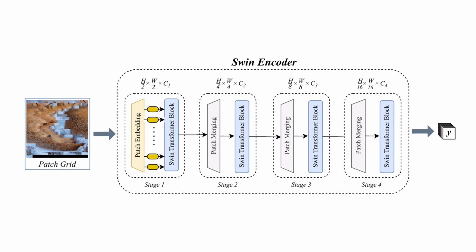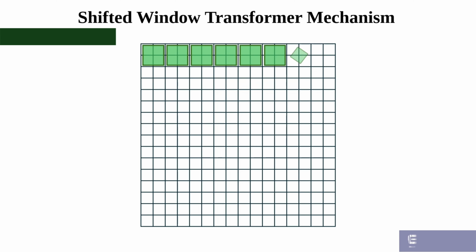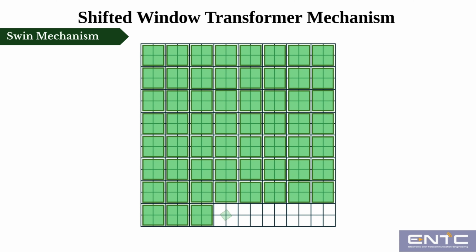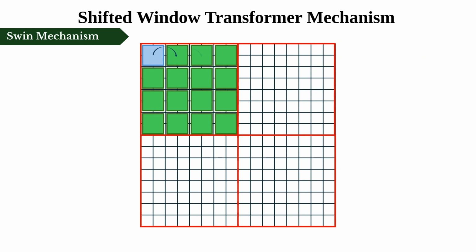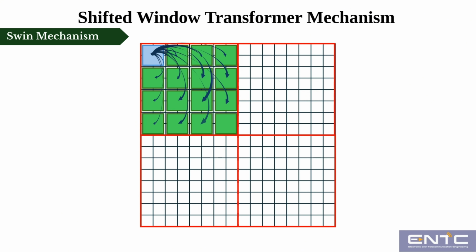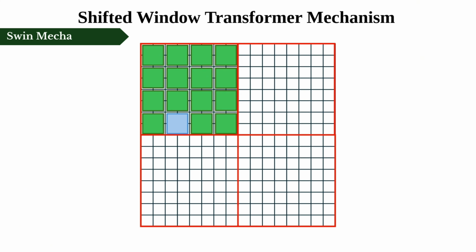Let's look at how a shifted window transformer works. Images are first divided into smaller patches. Then a window-based self-attention mechanism is applied within each window, allowing the model to focus on relationships between patches in localized regions. This helps reduce computational complexity while still capturing important contextual information.